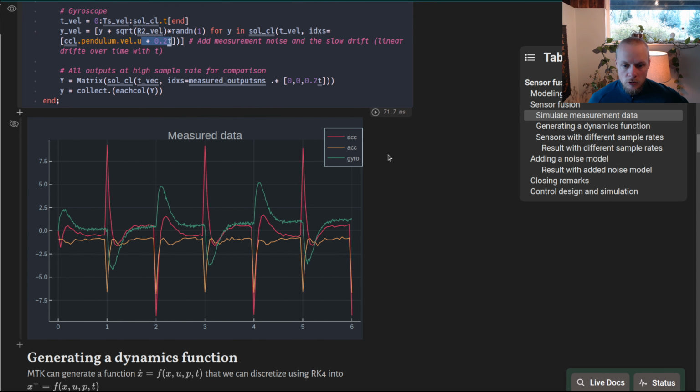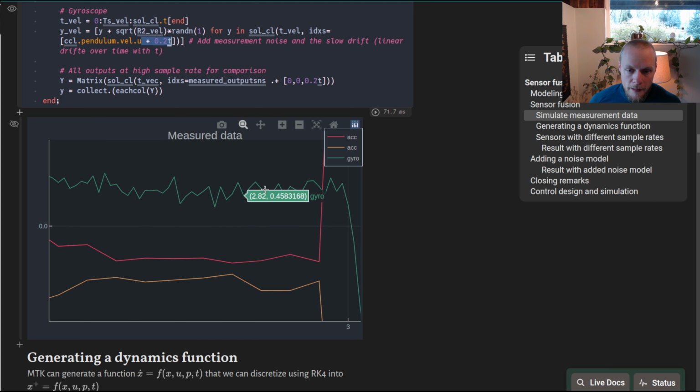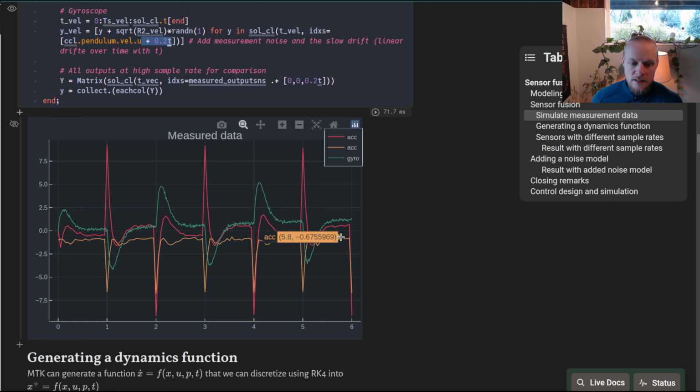We have the gyroscope in green, and the two other signals are the accelerometer X and Y. And we see that the gyroscope is slightly noisy, but we have very many measurements. And the accelerometer is also noisy, but the measurements are much sparser. So we only have one measurement from the accelerometer for every 5 measurements of the gyro. Okay, so we'll try to make use of all of this data in our state estimator.